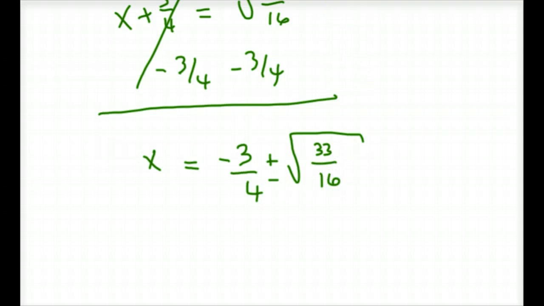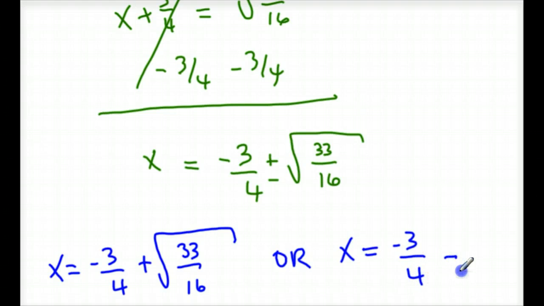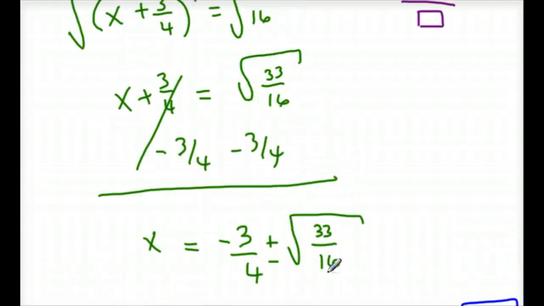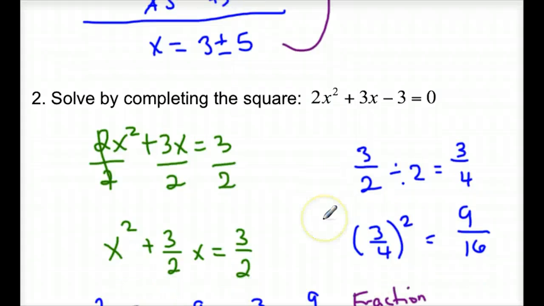And now that you have that, you're just splitting your answer. x is equal to minus 3 over 4 plus the square root of 33 over 16, or x is equal to minus 3 over 4 minus the square root of 33 over 16. And these are your two answers. Okay? Just don't freak out when a is greater than 1. Just divide everything. That's all you need to remember.